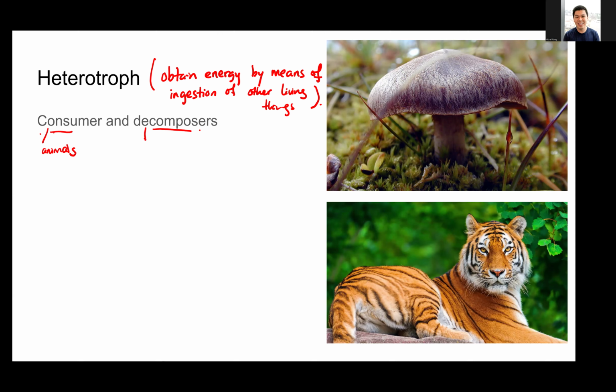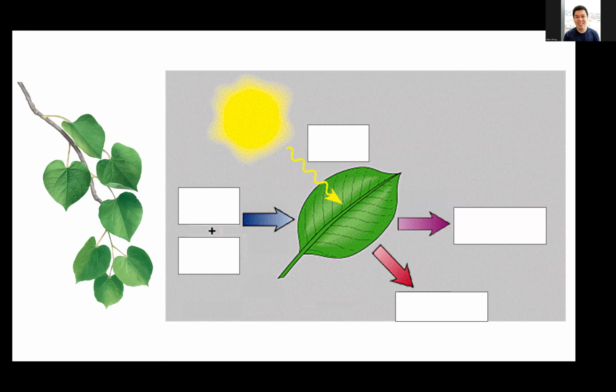We also have decomposers, which break down organisms that are already dead. They break down dead organisms and then release the nutrients into the ecosystem, and through that process, they obtain energy. Heterotrophs, as of right now, are not the main focus of this chapter, so we'll skip it and revisit this concept later.